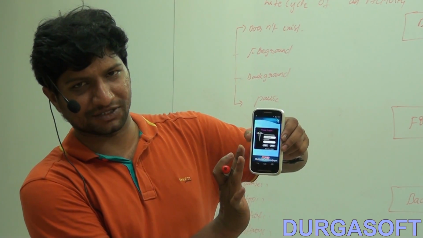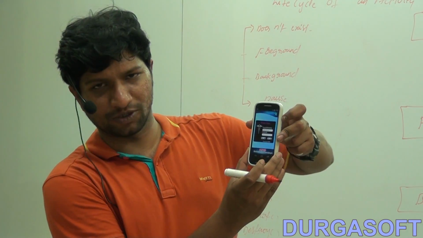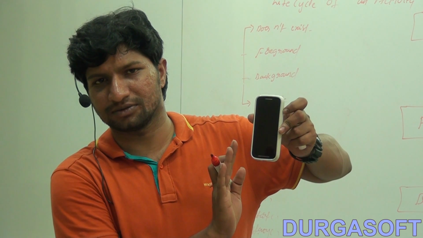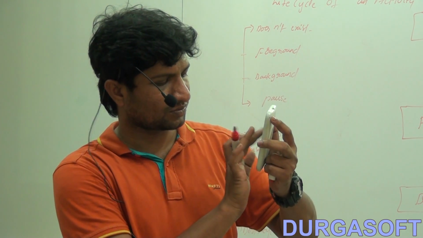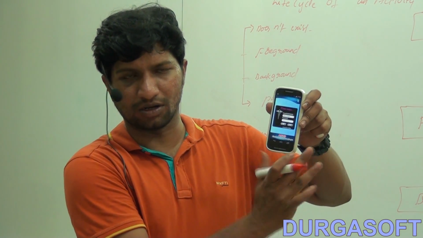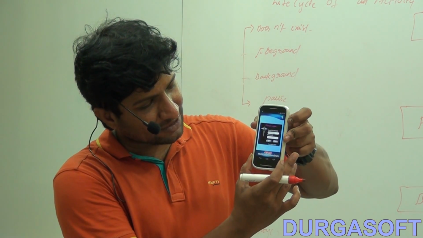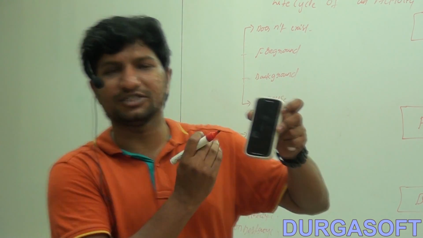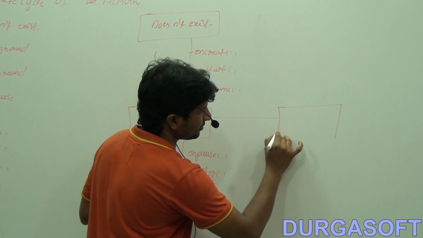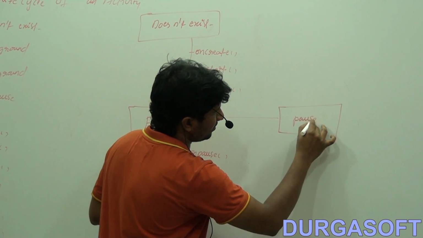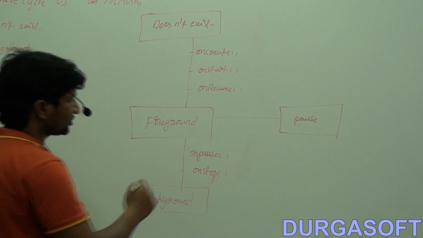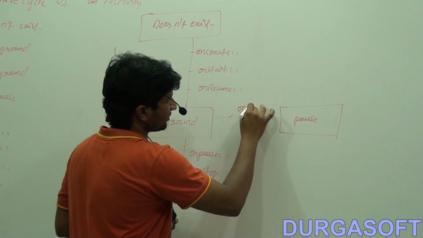So this is a foreground activity. Let us take that you unfortunately press the power button, or you got an incoming call. This activity is not going to be destroyed. This is the current visible activity. Unfortunately, you got an incoming call or you pressed the power button. The current visible activity is not going to be destroyed. It is going to enter into the pause state by calling one method called the onPause method.